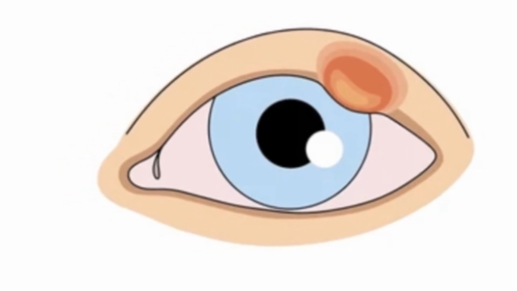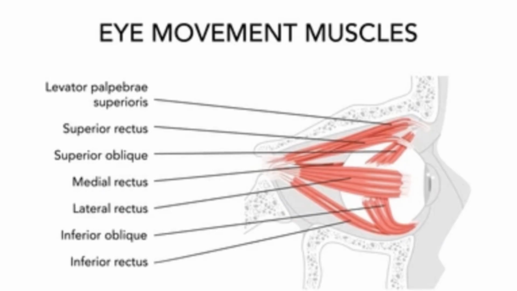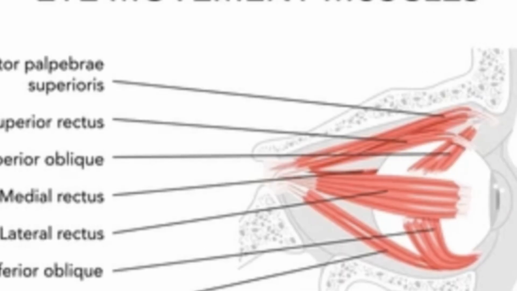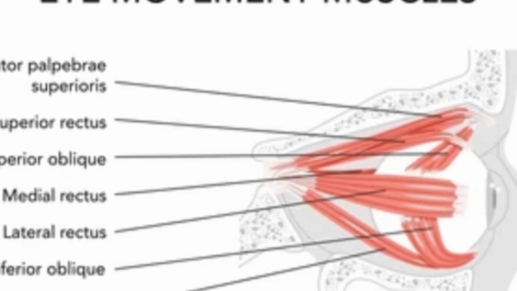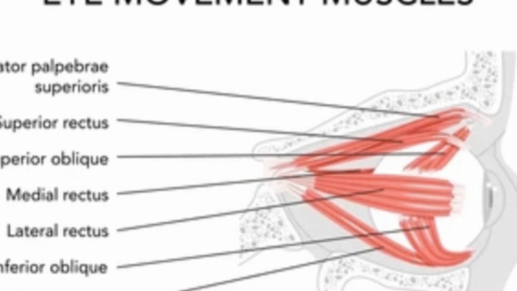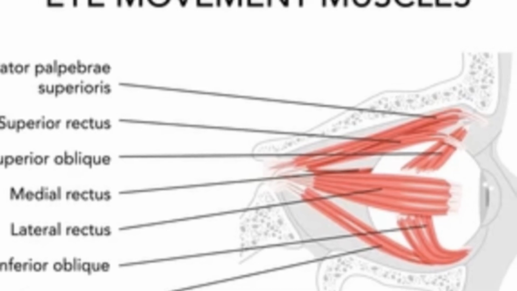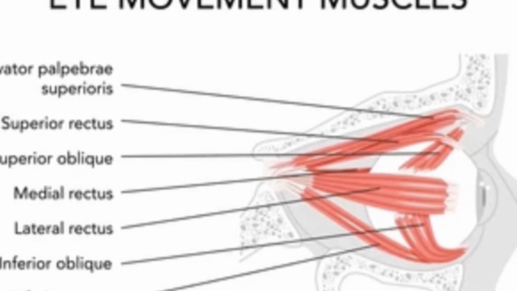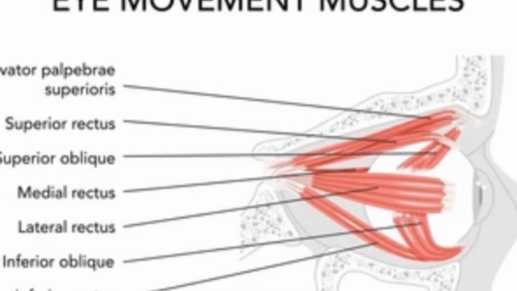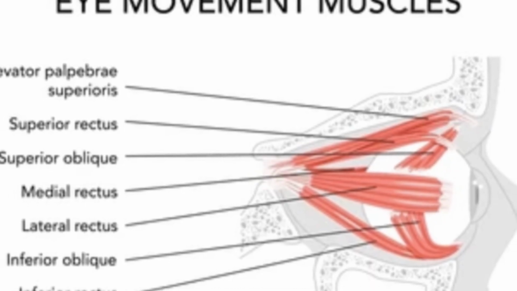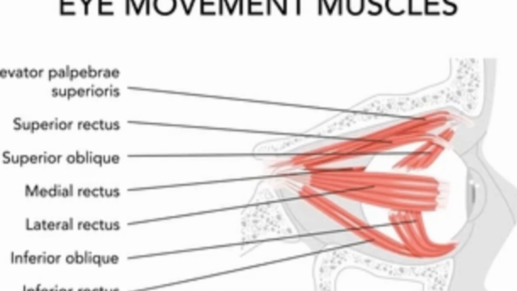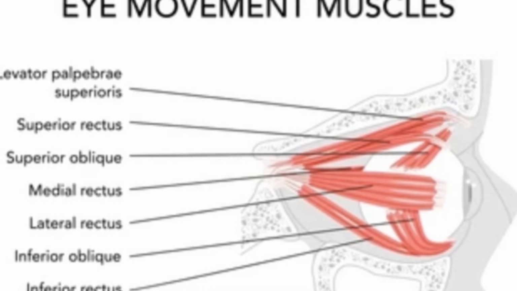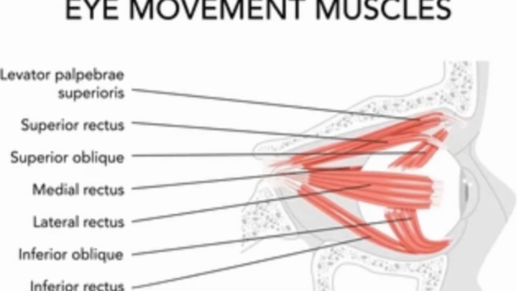Name the 6 extrinsic eye muscles. The 6 extrinsic eye muscles are the superior rectus, inferior rectus, medial rectus, lateral rectus, superior oblique, and inferior oblique muscles. These muscles are responsible for the movement of the eyeball, with the 4 rectus muscles and 2 oblique muscles enabling various types of eye movement.